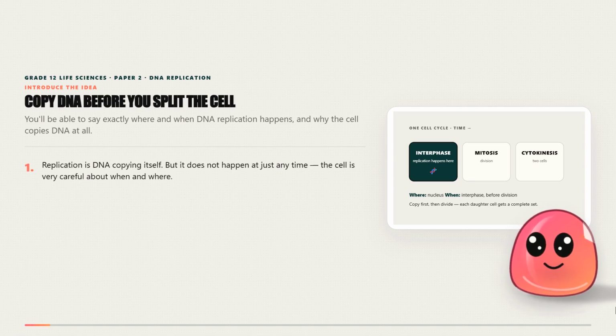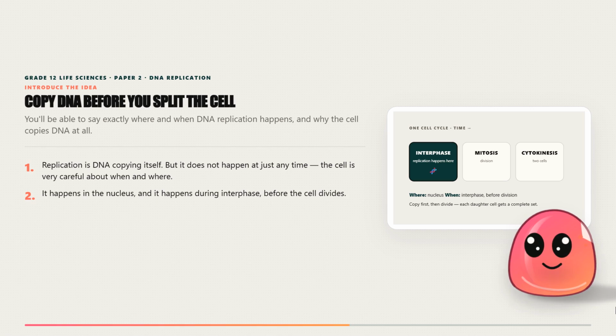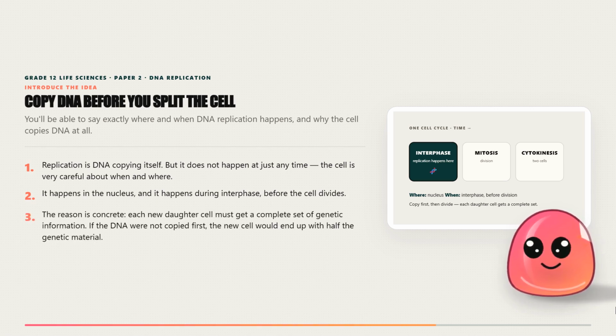Replication is DNA copying itself. But the cell does not do it at just any time. It happens in the nucleus, and it happens during interphase, before the cell divides. Why that moment? Because each new daughter cell must receive a complete set of genetic information. Copy first, then divide. If the DNA were not copied, one new cell would end up short.